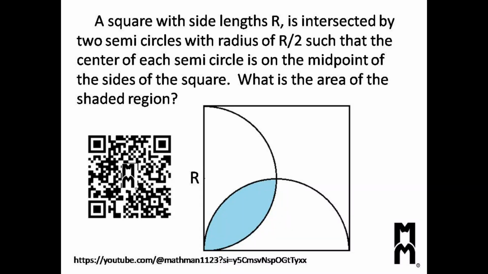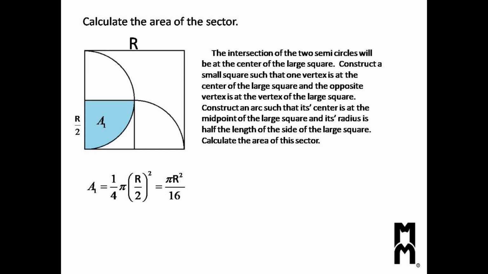Here's an example of a common geometry problem that deals with semicircles, squares, and finding the area bounded by the two semicircles. A square with side lengths of r is intersected by two semicircles with a radius of half of the side length of the square, such that the center of the semicircle is on the midpoint of the sides of the square. What is the area of the shaded region?